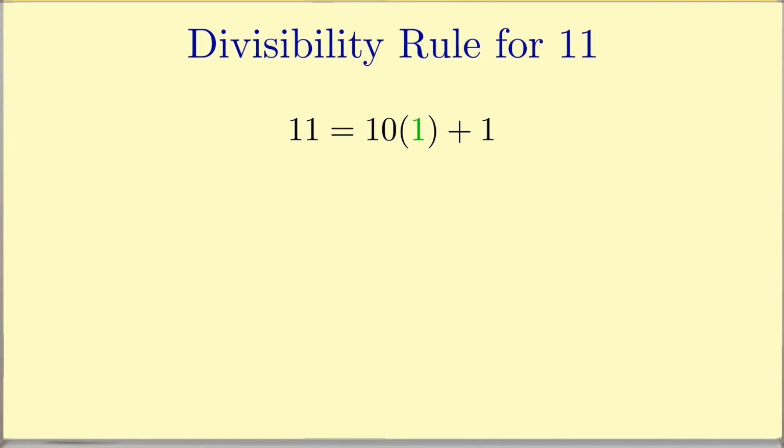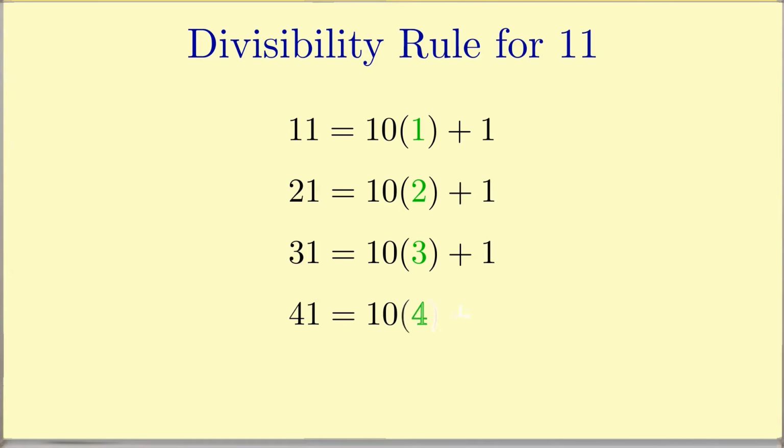11 is really just 10 times 1 plus 1. What happens when we look at 21, 31, or 41? There is an entire hidden family of divisibility rules for any number ending in 1, and the algorithm is breathtakingly simple. Let us define our numbers.